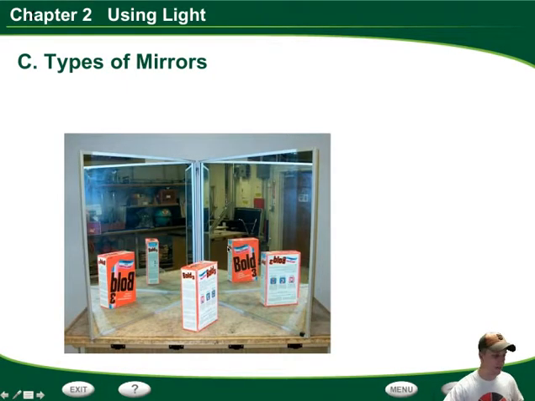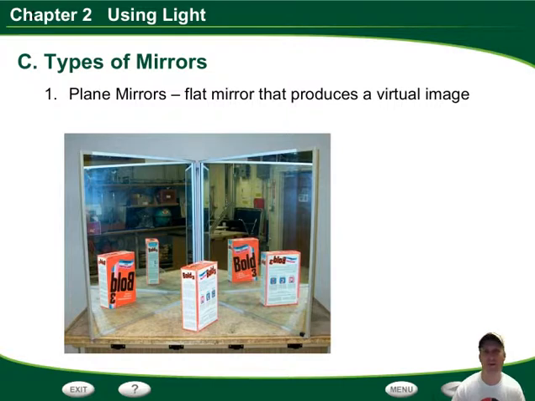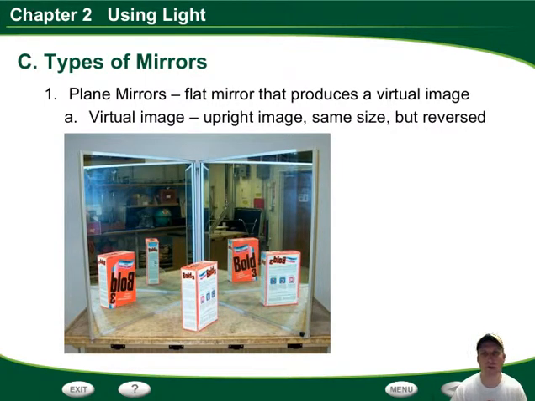Now, that being said, that's going to take us into a set of information on different types of mirrors. There's basically three types of mirrors that we're going to deal with: plane mirrors, convex, and concave mirrors. The first example is a plane mirror. A plane mirror is a flat mirror that produces a virtual image. And the virtual image is just an upright image that's the same size, but it's reversed.